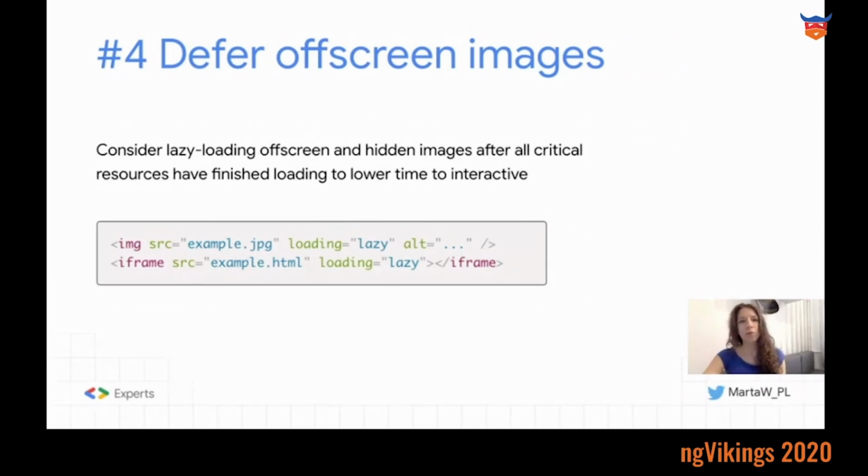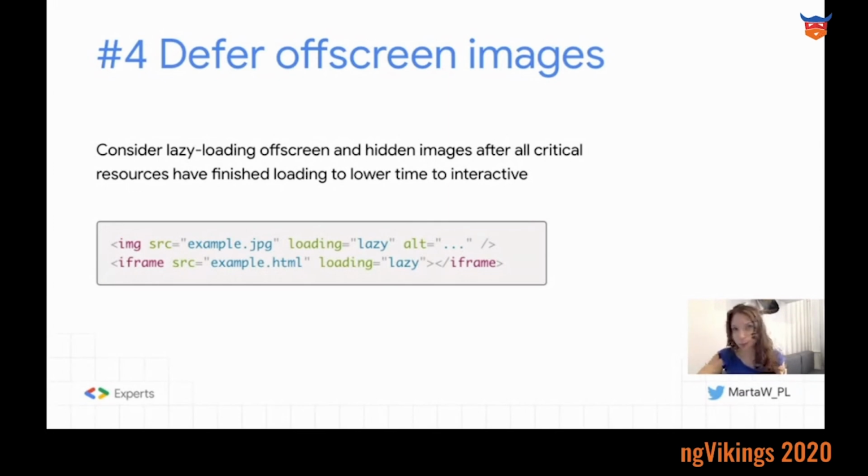If we want to improve the loading time of our app, we should also take care about assets and about images. You can lazy load your images and also iframes. And now it's possible to use native lazy loading, but you also have the option to use the Intersection Observer API and to trigger image loads using JavaScript events.